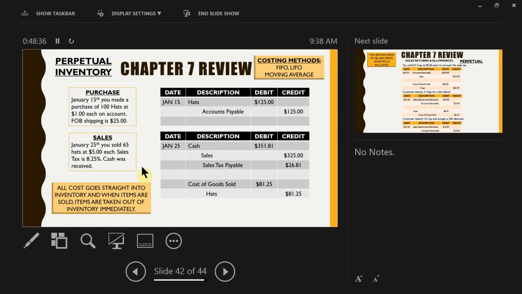Especially under perpetual inventory, we need to record the sales, but at the same time we also need to add a second entry to update our inventory by calculating how much it costs me to sell those items. So therefore, to update my inventory. That's what we took a look at today. Also, all costs of goods go straight into inventory. When we purchase items, they go straight into inventory. So therefore, any cost of goods sold comes straight out of inventory.